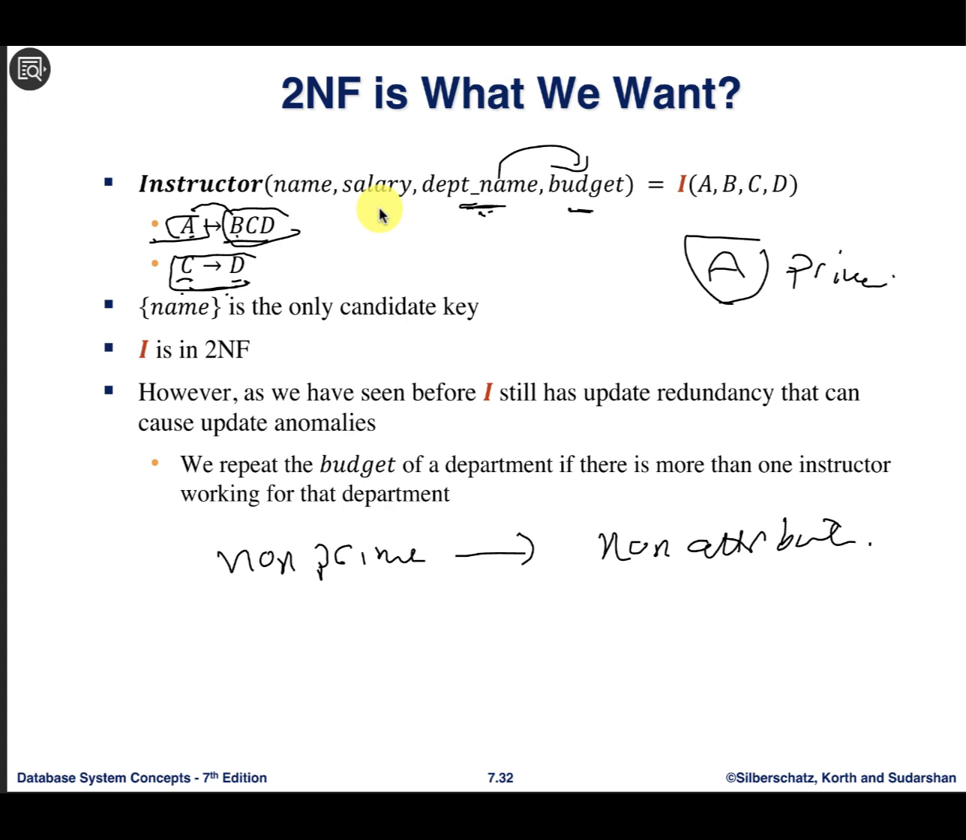We still have redundancy, right? If you take a look at the department name, repeat it, for example, we have multiple instructors, or many instructors belong to the same department. So we're going to have, for example, computer science 50 times, and we're going to repeat the budget 50 times. And we have a problem.